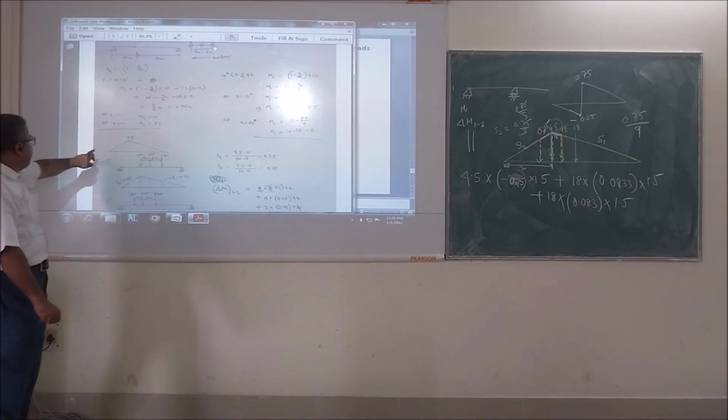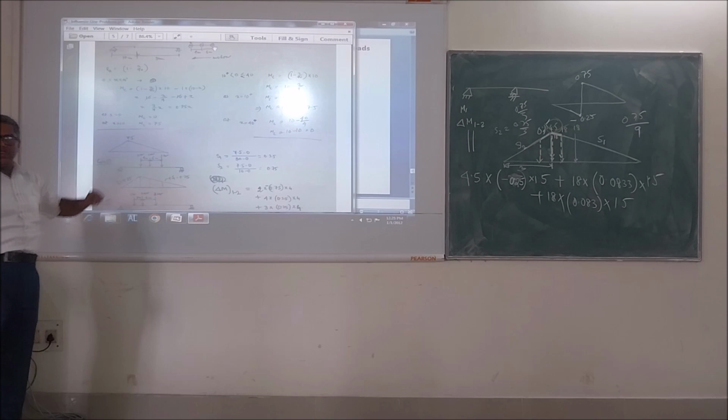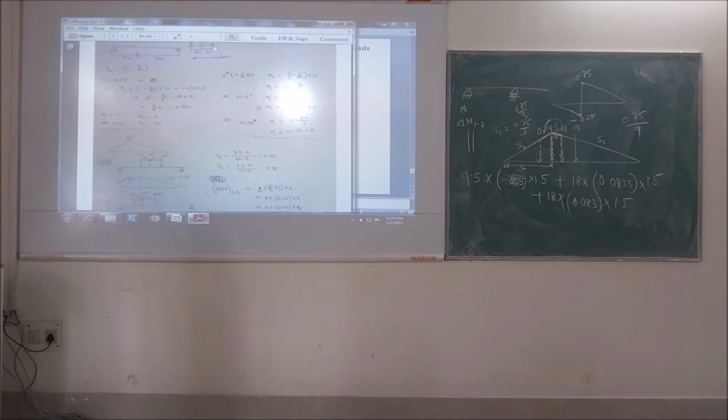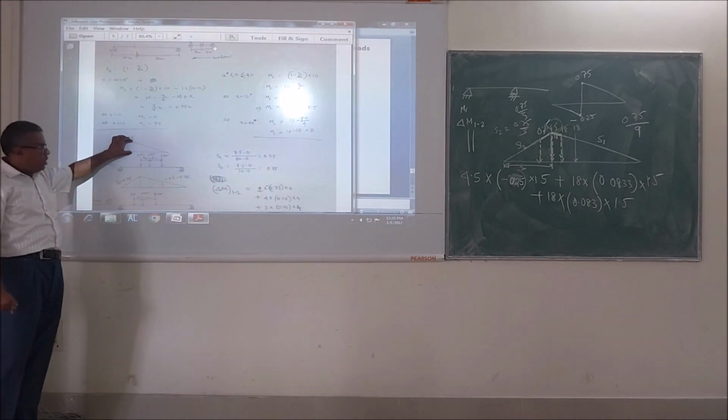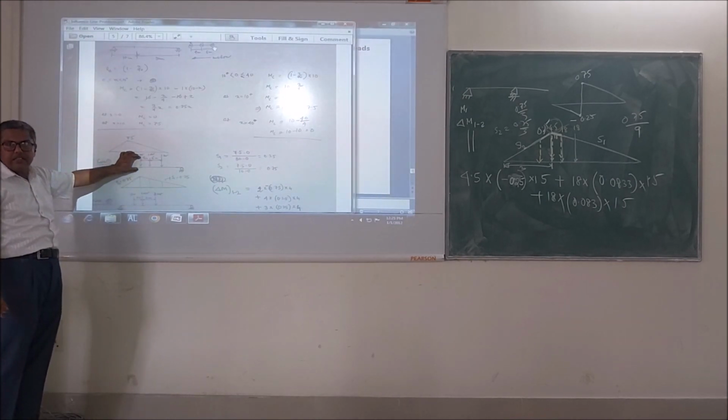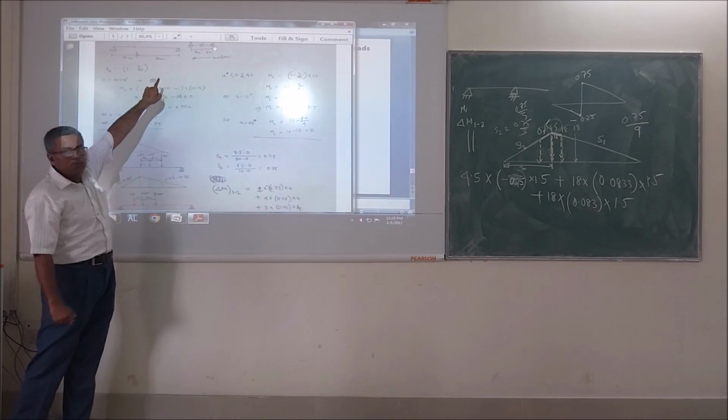This is your influence line diagram. So where should be the first position of the load? On the maximum ordinate, I will place the first one. So what is the maximum ordinate? 7.5 is the maximum ordinate. So on this, I will be placing this 2 kilonewton load.